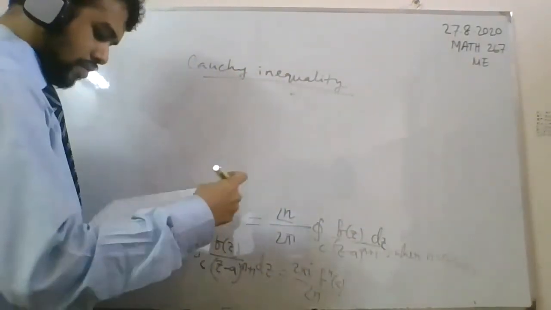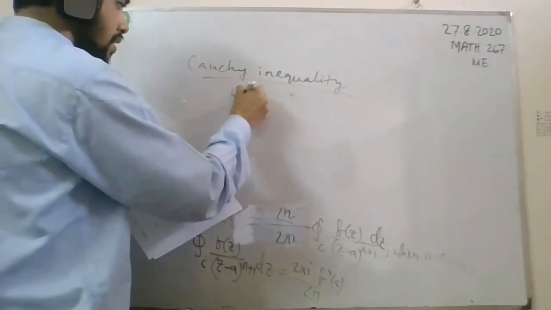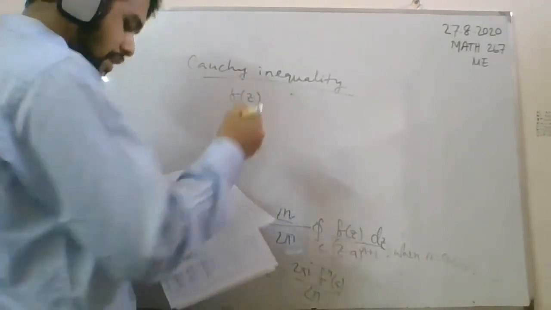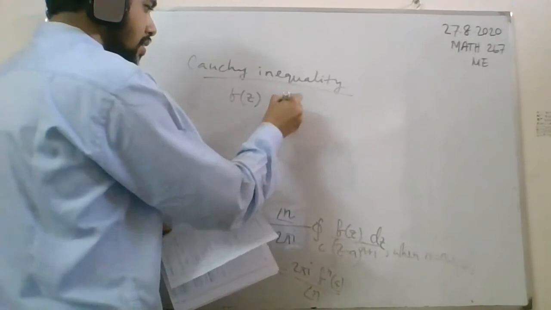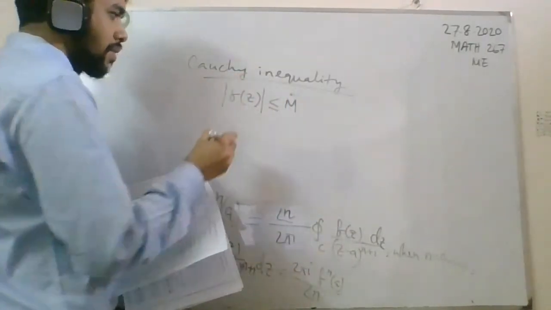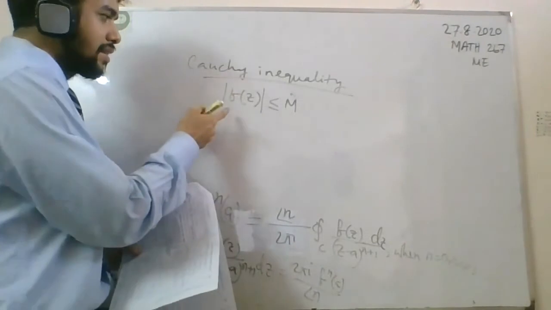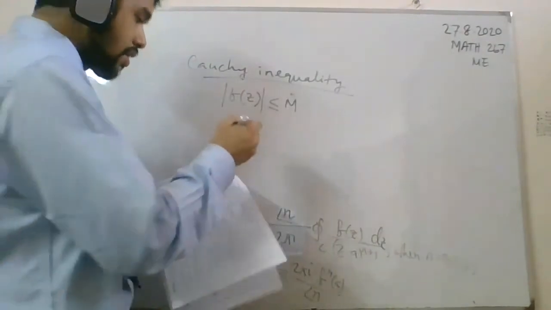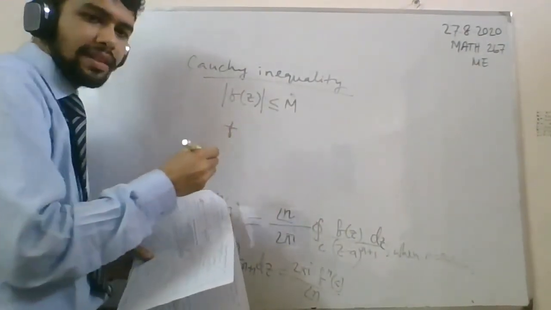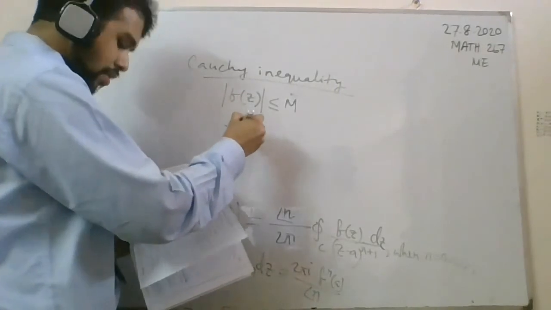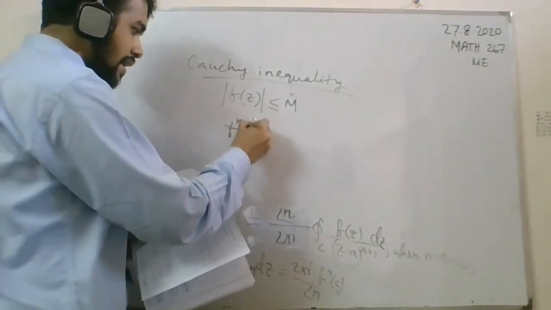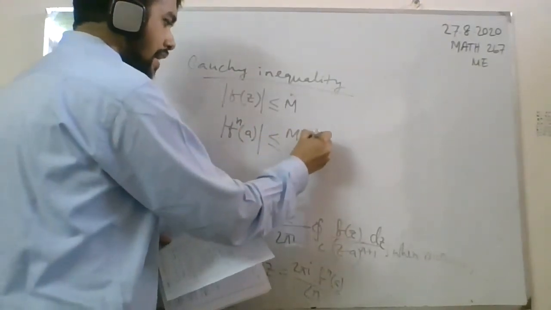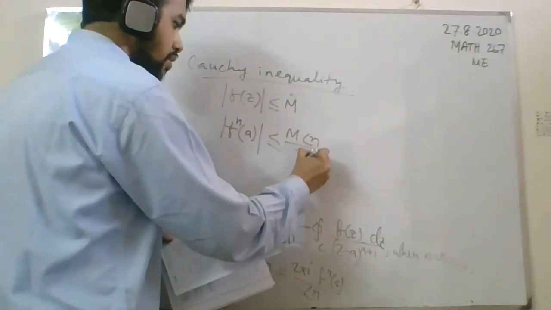After that, then the assignment will be. So if f(z) is continuous and bounded, then you can say that modulus of f(z) is less than or equal to M, where M is a constant. So in that case, at the point z equals a, you can write the Cauchy inequality formula, which is modulus of f^n(a) is less than or equal to M n factorial divided by r to the power n.